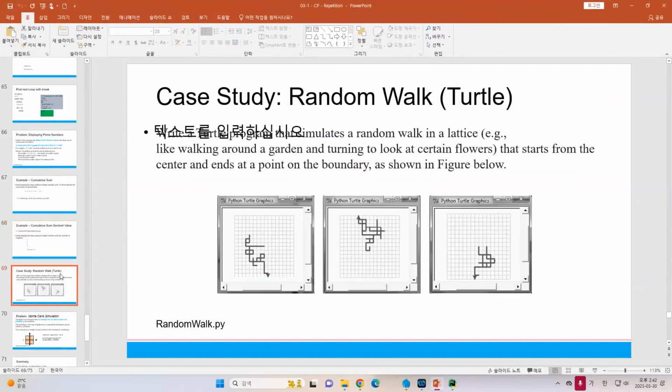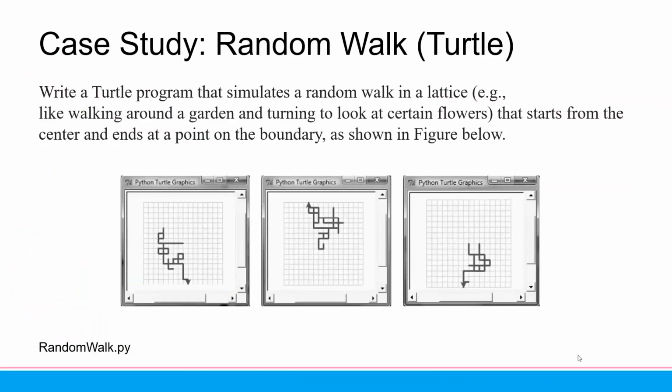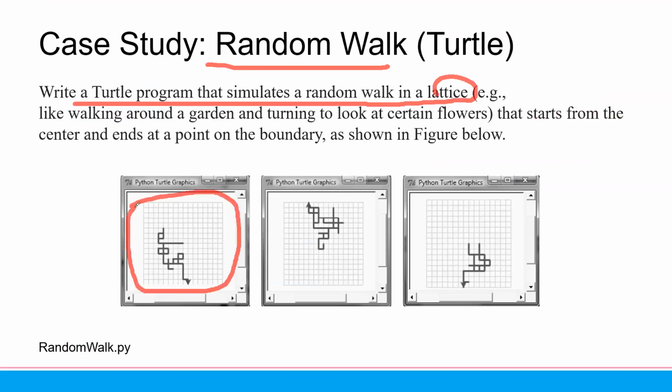Okay, there's another interesting study in the book. Actually, it is too advanced, but let's see. If you learn about statistics, there is the statistics about random walk. So we want to apply it into the turtle. I think you know when we were in the first lecture, we learned about a turtle. So write a turtle program that simulates a random walk in a lattice. In a lattice means, yeah, we have this kind of, maybe, yeah, we call it garden.